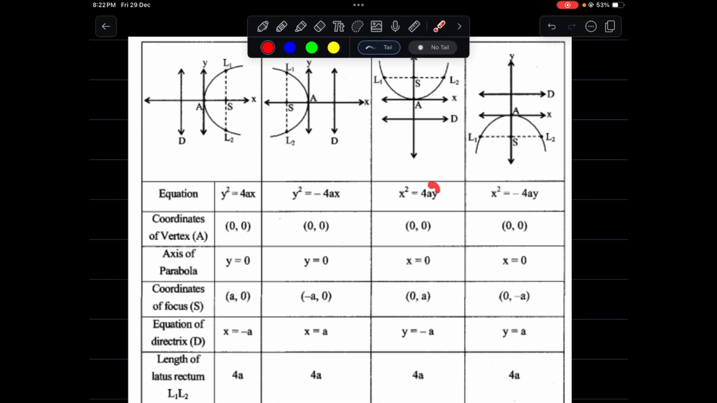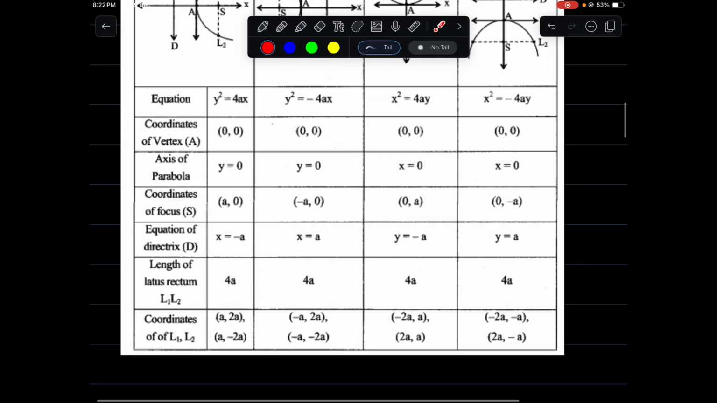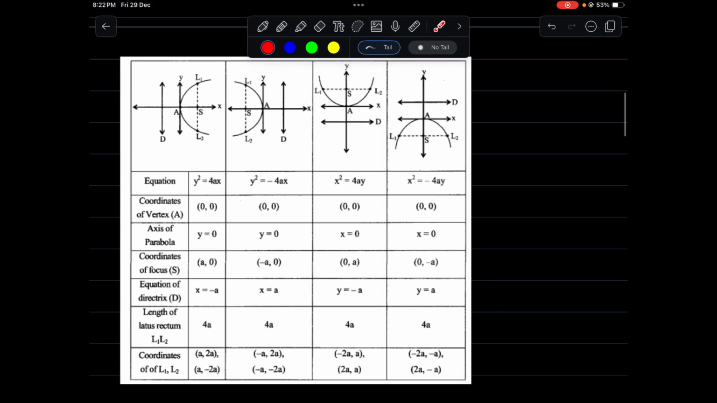Now if you come here, you can see y is having the power 1. That means the axis of symmetry is this. That means the parabola is either like this or like this. And here if you want, you can take a screenshot. So here all the terms that are associated with the parabola are given. Coordinates of the vertex, axis of parabola, which is the axis of symmetry, then focus coordinates, equation of directrix, length of latus rectum. So you can see it's 4a for all, and the coordinates of the latus rectum.